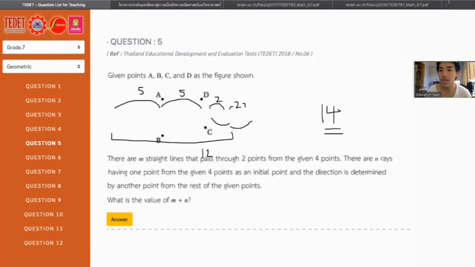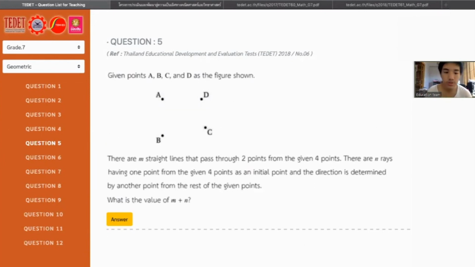Okay, next one. So I'll probably give you 3 to 4 minutes, 5 minutes for this. A, B, C, D are point sets shown here. There are M straight lines that pass through 2 points from the given 4 points. And there are N rays having 1 point from the given 4 points as an initial point, and the direction is determined by another point from the rest of the given points.